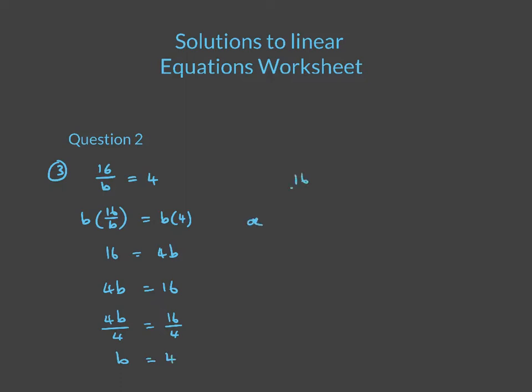Again, we could have got the denominators the same. You could have put that 4 over 1 as a denominator of b. So 16 over b is equal to 4b over b. Therefore 16 is equal to 4b. Then 4b is equal to 16. Divide 4 on both sides. Therefore b is equal to 4.